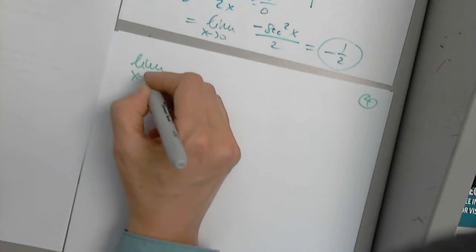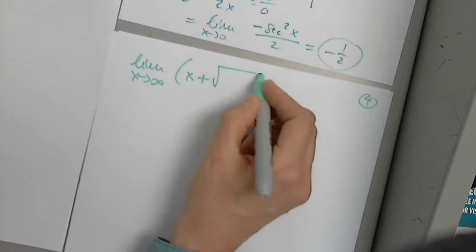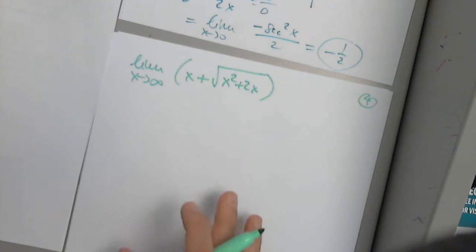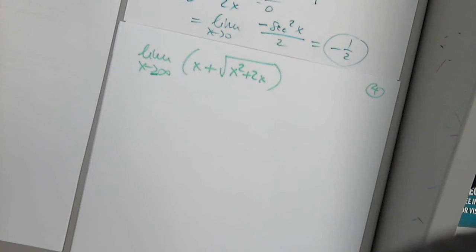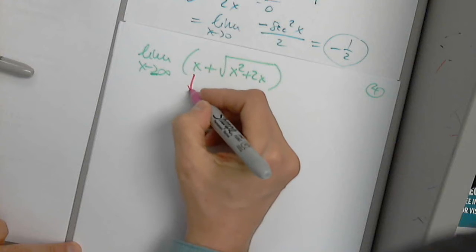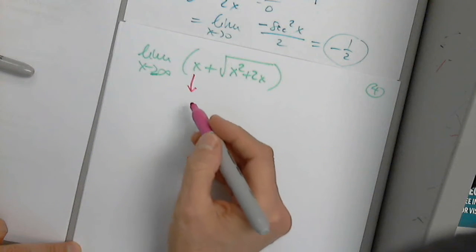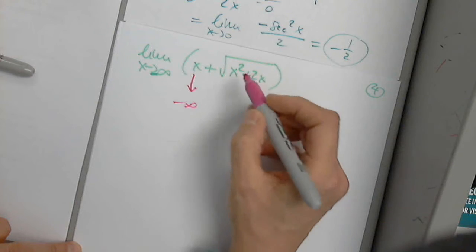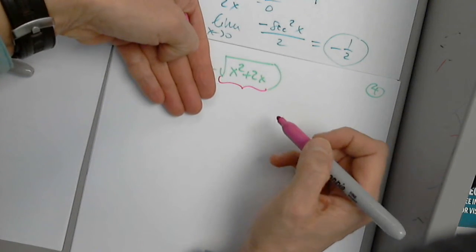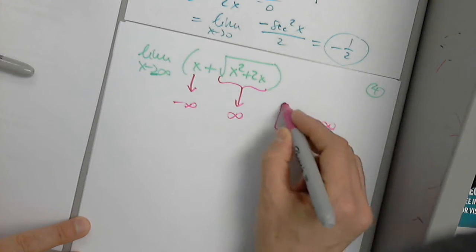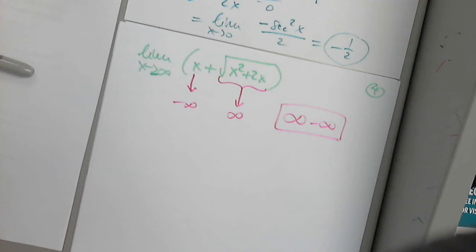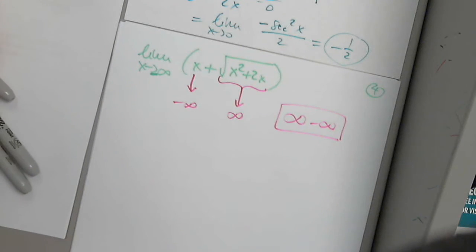So limit as x approaches infinity of x plus the square root of x squared plus 2x. It's negative infinity. Thank you. When x approaches negative infinity, where does this go? Careful. Perfect. When x approaches infinity, where does this go? Perfect. Well, that's a situation. Very good. It's an indeterminate case, one of the 7 indeterminate cases.